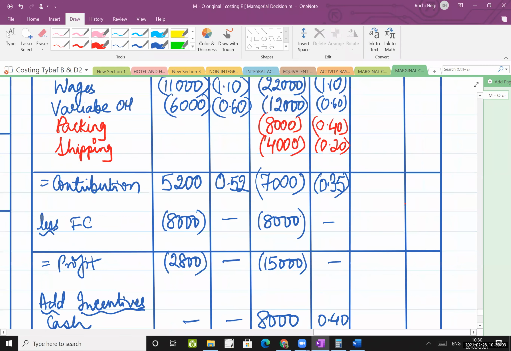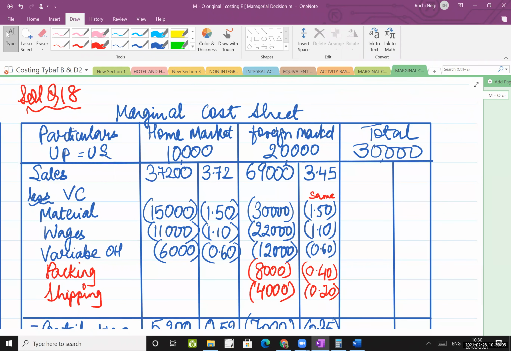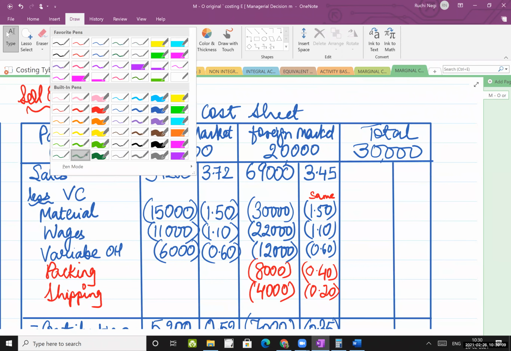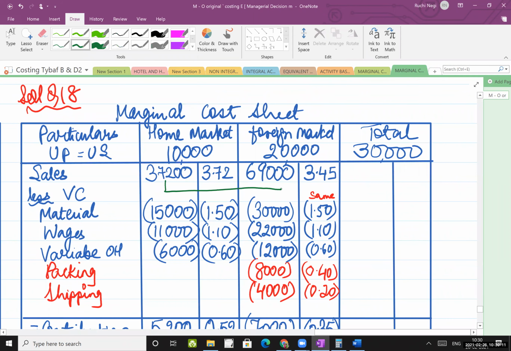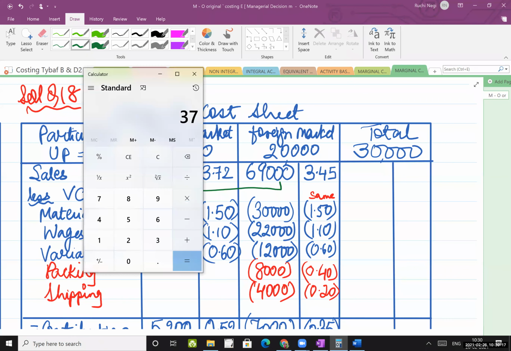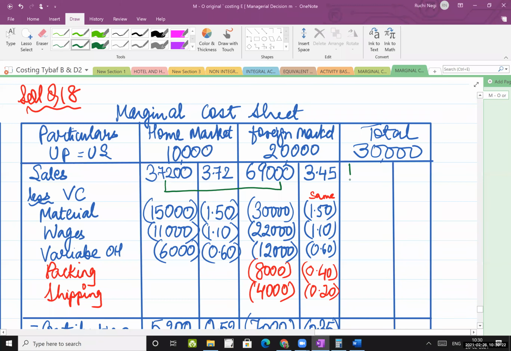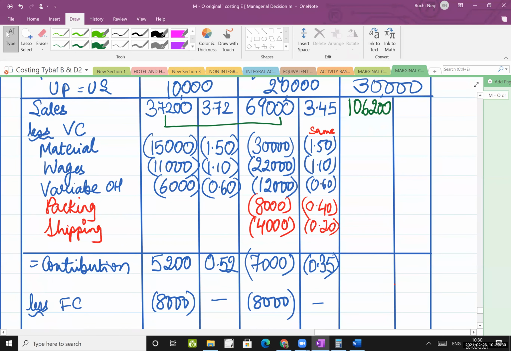Now come to the total. जो बोला 30,000 के लिए भी लोगों ने कैलकुलेट करना बोला है ना, चलो वो भी करते हैं. ये दोनों को ऐड करो, मुझे टोटल मिल जाएगा. 37,200 plus 69,000, 1,06,200. ओके, सीपीयू की मुझे जरूरत नहीं है, मुझे सिर्फ टोटल देखना है, नेट प्रॉफिट कितना आएगा.